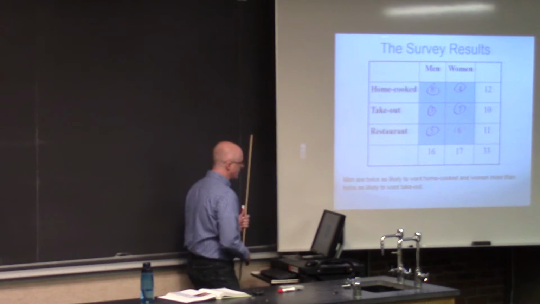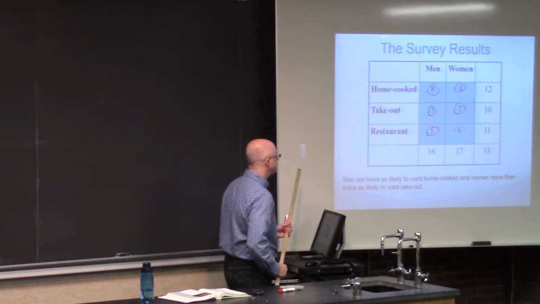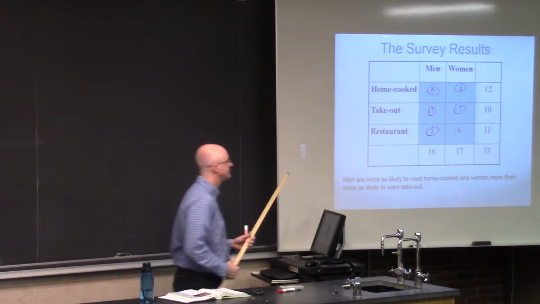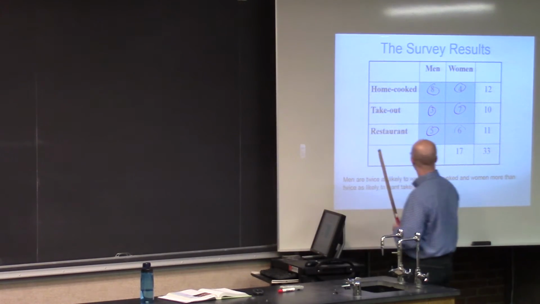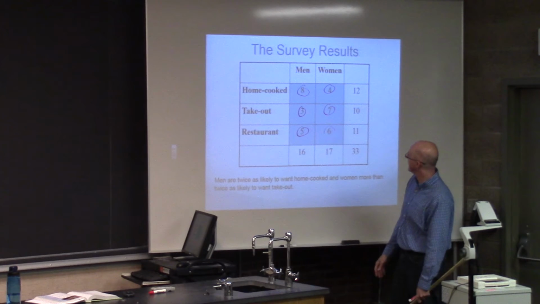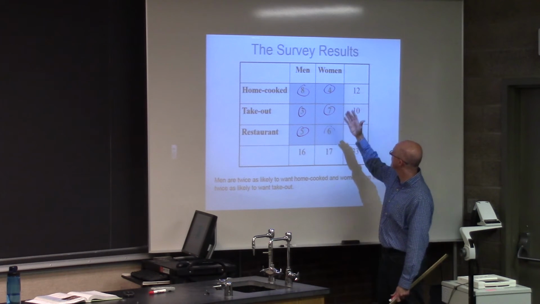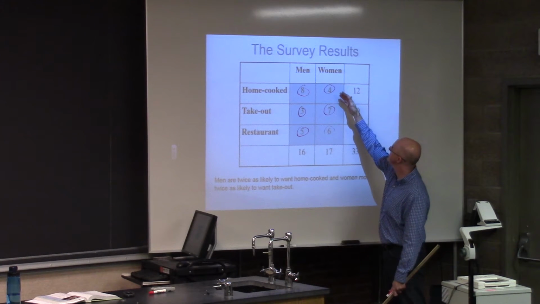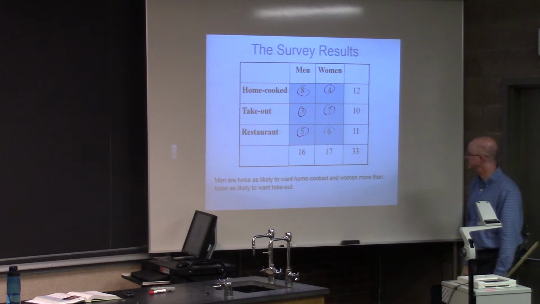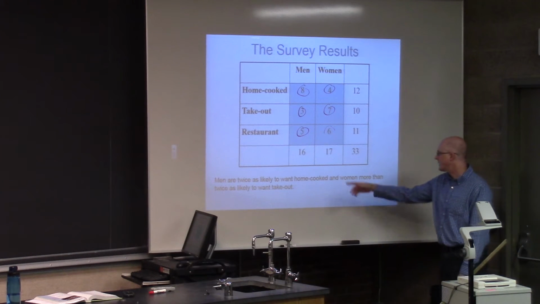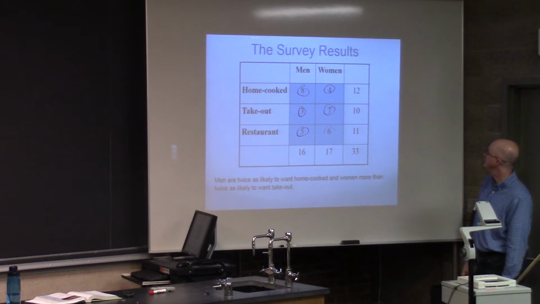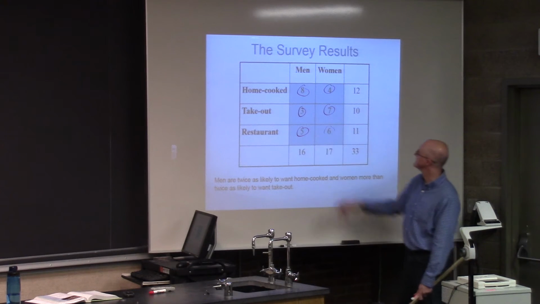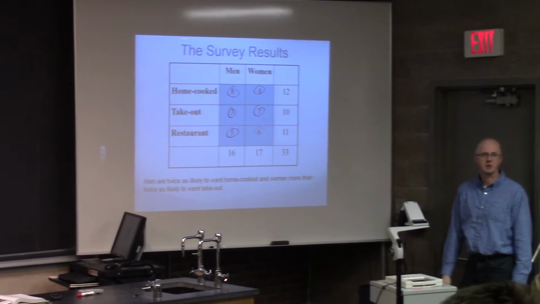And for one thing, we can observe that for this sample, men are twice as likely to want home cooked, and women are more than twice as likely to want takeout. You can think of it in terms of probabilities if you like. For this particular sample, the probability that a male wants home cooked is 8/16, 1/2. And the probability that a woman wants home cooked is 4/17, a little less than 25%. So I could have said they're even more than twice as likely to want home cooked. Women are more than twice as likely to want takeout, 7 out of 17 compared to 3 out of 16. You can think of those in terms of probabilities.